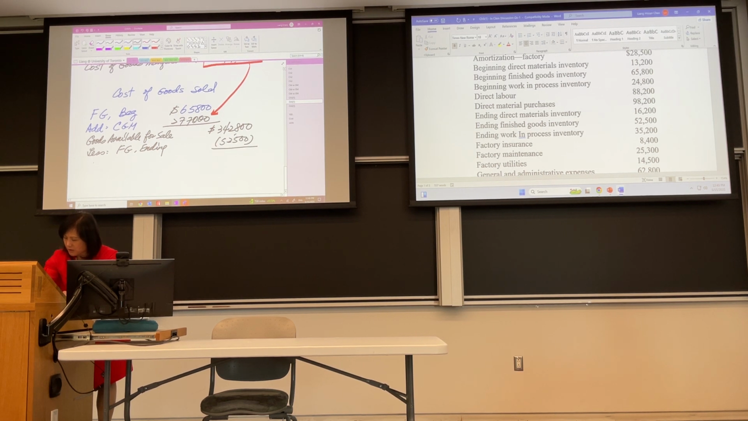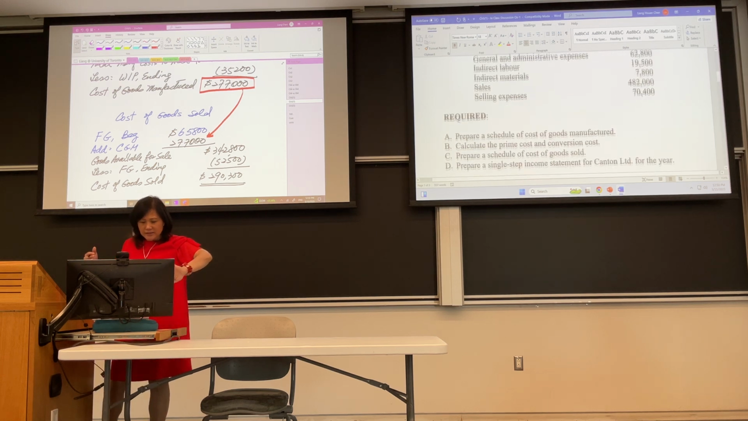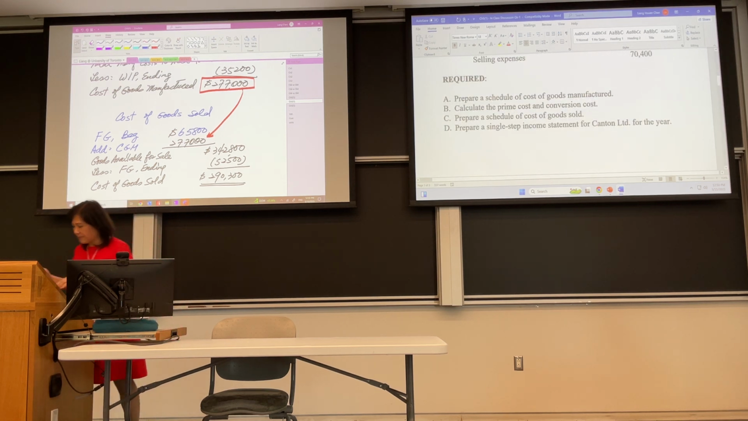Okay? So this is called cost of goods sold. Cost of goods sold. So 290,300. You see, we only make 277, but we sell more. How come we make less but we sell more? Because part of sales is coming from previous leftover ending inventory, is our beginning inventory. Okay, so now we're done with this simple step, income statement.